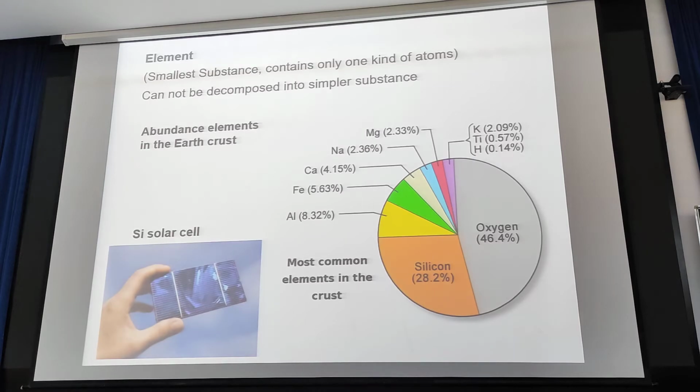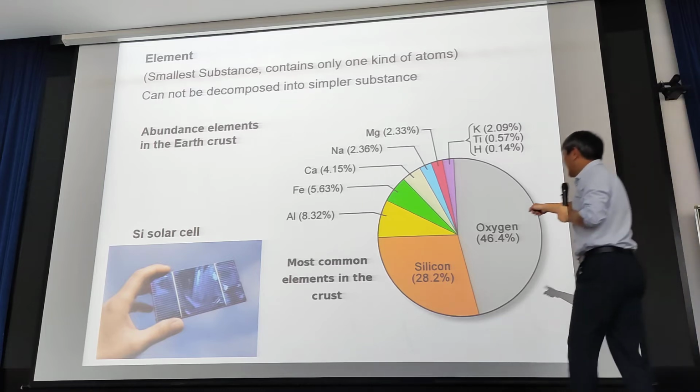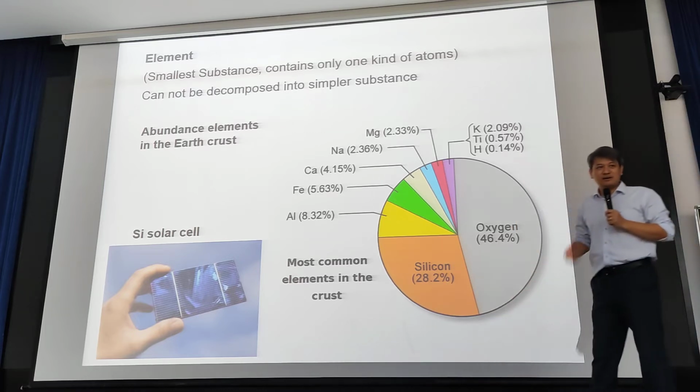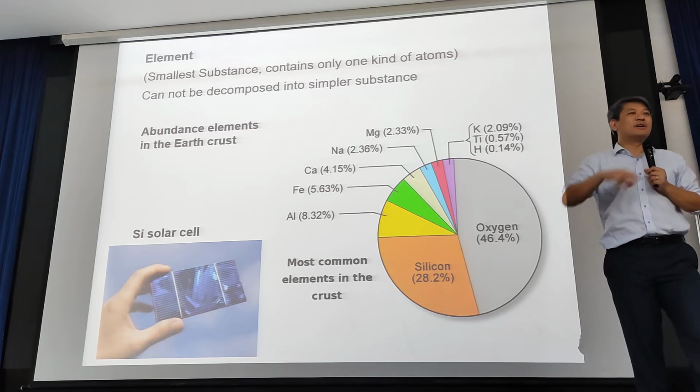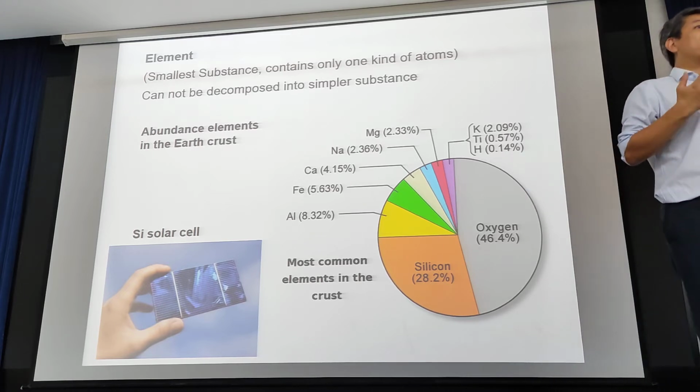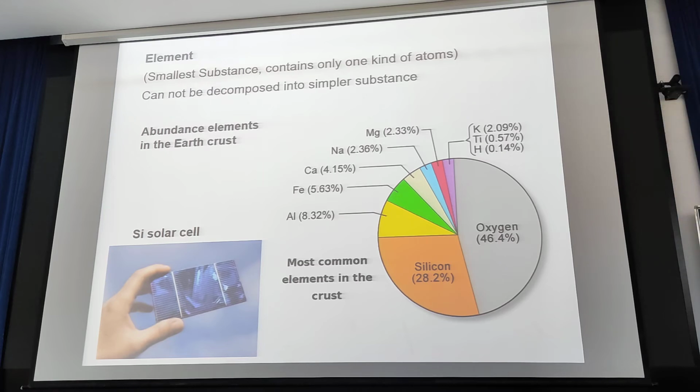Okay, not needed. So now we talk about element. Element is the smallest substance, containing only one kind of atom, that cannot be decomposed into a similar substance, right? That we call element. So you have silicon, which is very abundant, 28% of our Earth's crust. And silicon is actually important for all the energy conversion devices, for example, solar cells and so on. And you understand why they call it Silicon Valley, right?